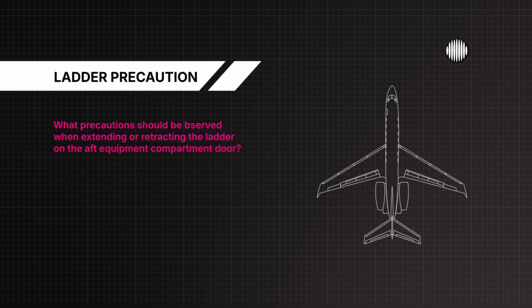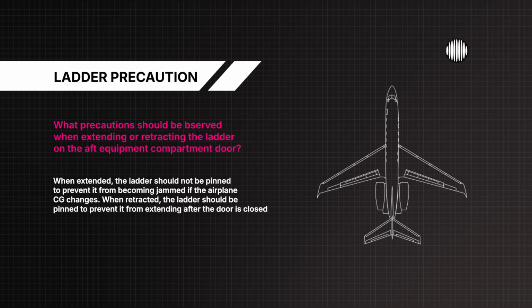What precautions should be observed when extending or retracting the ladder on the aft equipment compartment door? When extended, the ladder should not be pinned to prevent it from becoming jammed if the airplane CG changes. When retracted, the ladder should be pinned to prevent it from extending after the door is closed.